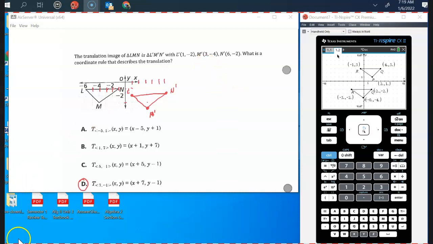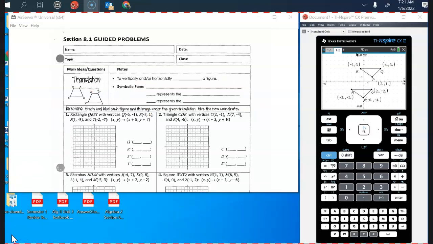To vertically and horizontally slide a figure, that's the meaning of a translation. Another word is translate.